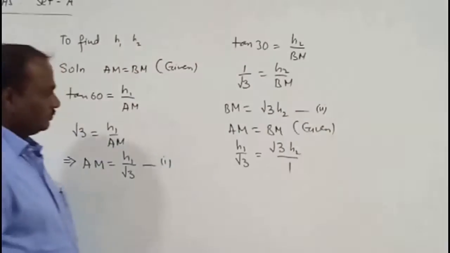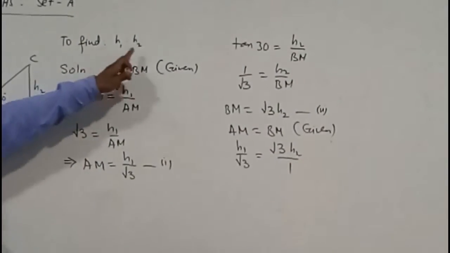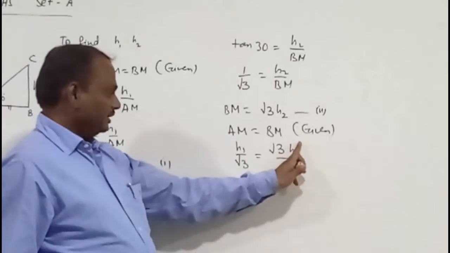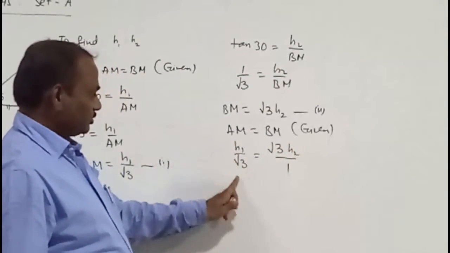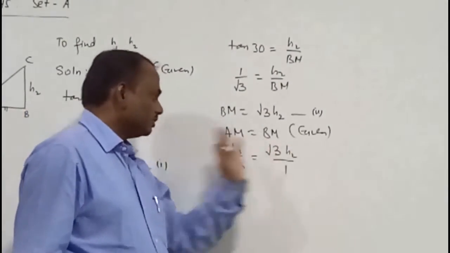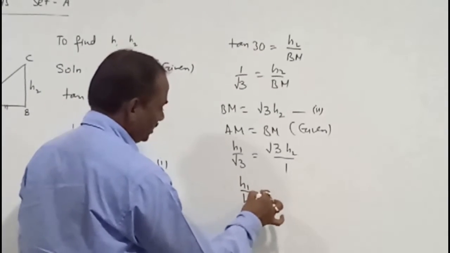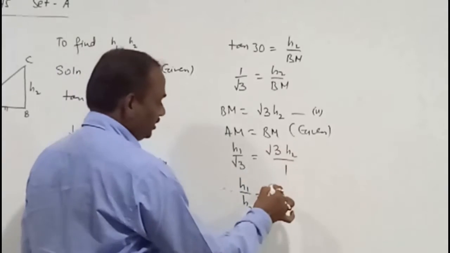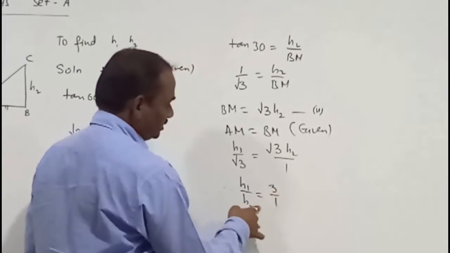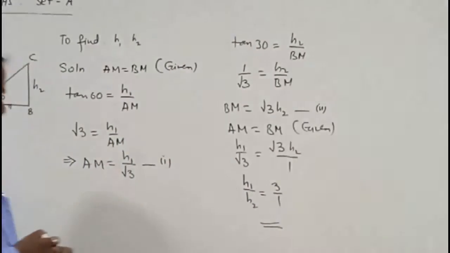upon 1. Now I need to find h1 by h2, so I can transpose h2 over here, it will become h1 by h2, and I will transpose root 3 to this point. So here I get h1 upon h2 is equal to root 3 times root 3, which is 3 upon 1. This is the final answer.